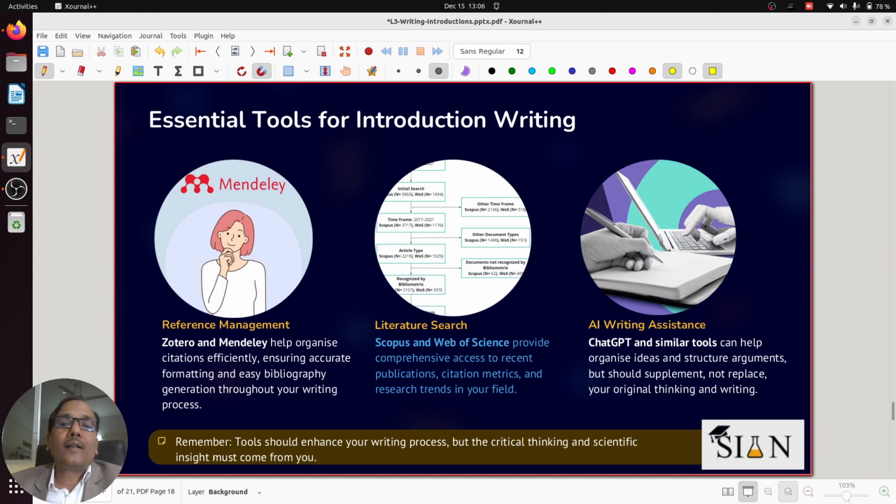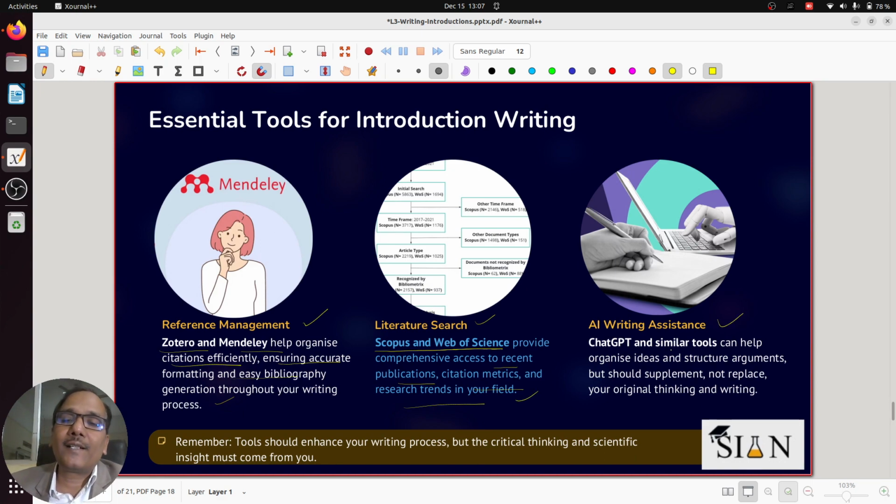Some essential tools for introduction writing. You can use reference management tools like Zotero or Mendeley, which help organize citations efficiently, ensuring accurate formatting and easy bibliography generation throughout your writing process. For literature search, you can use Scopus and Web of Science, because you need a number of good papers for writing the review part, and they provide comprehensive access to recent publications, citation metrics, and research trends in your field.